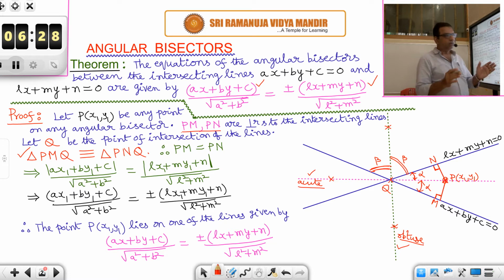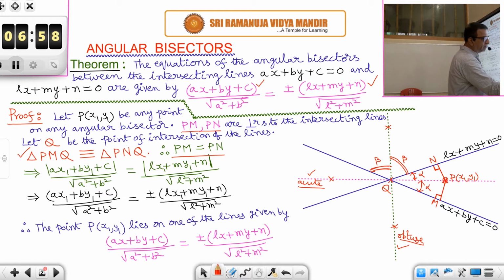Therefore, the two triangles are congruent according to the theorem ASA. That means angle, side, angle. Two angles and one side. So the two triangles are congruent. Therefore, because the two triangles are congruent, PM will be equal to PN. So PM and PN are equal. Originally I don't know whether PM, PN are equal, but now because the triangles are congruent, I can mark now PM is equal to PN.